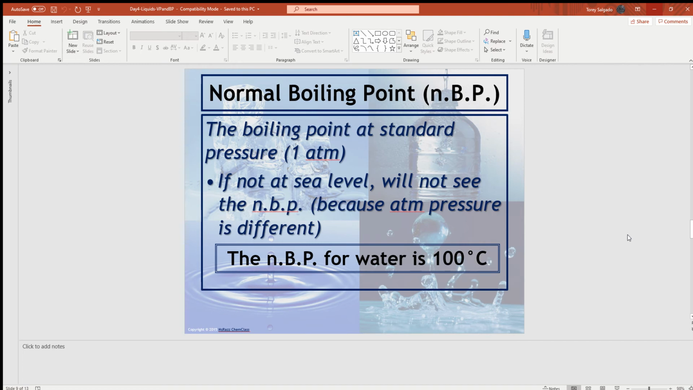So boiling points of substances are different depending on where you live. If you live super high above sea level, it's going to be a different boiling point than if you live below sea level. But at exactly sea level and 1 atmosphere, the normal boiling point for water is 100 degrees Celsius.